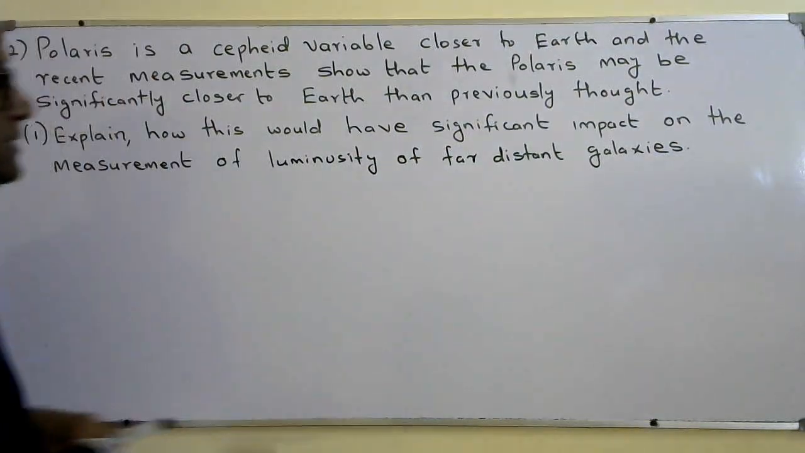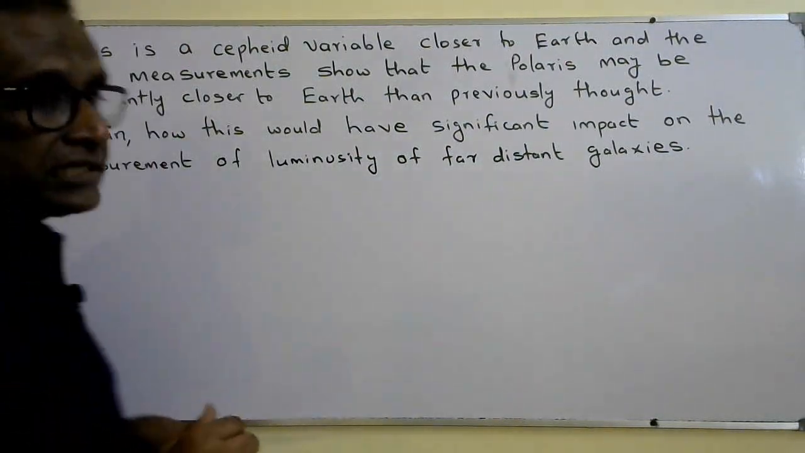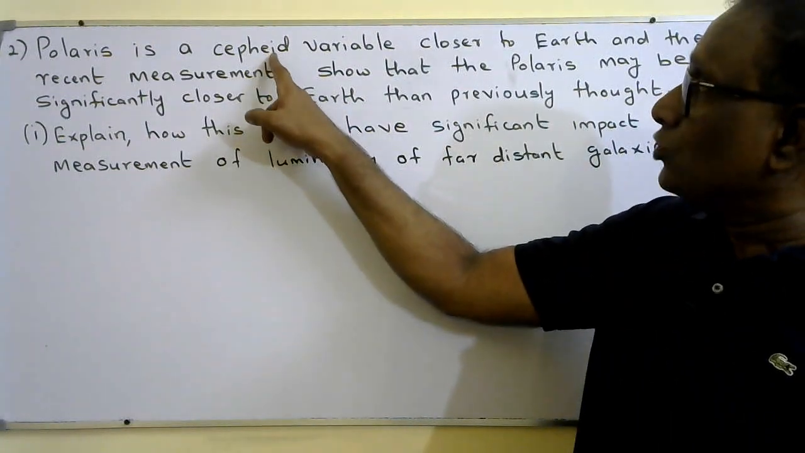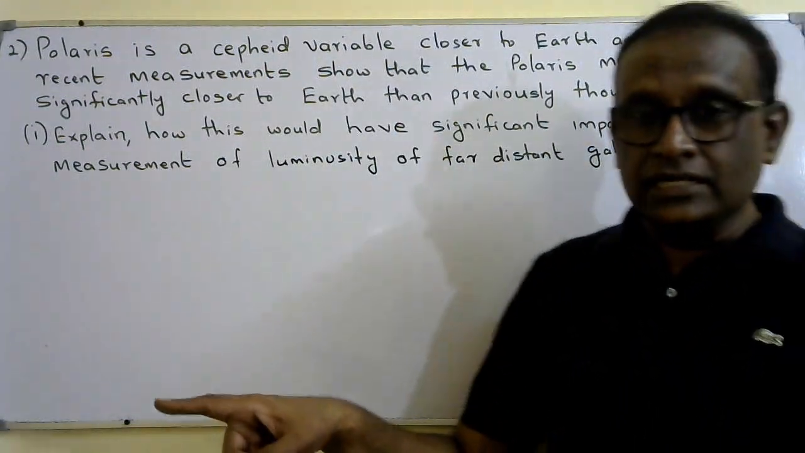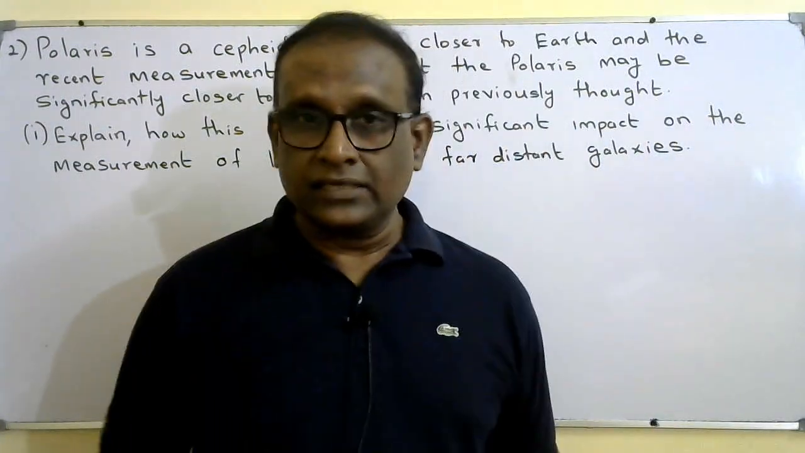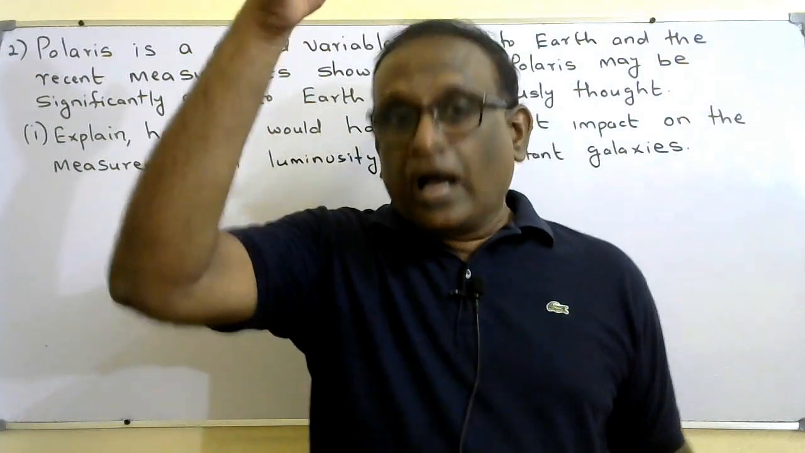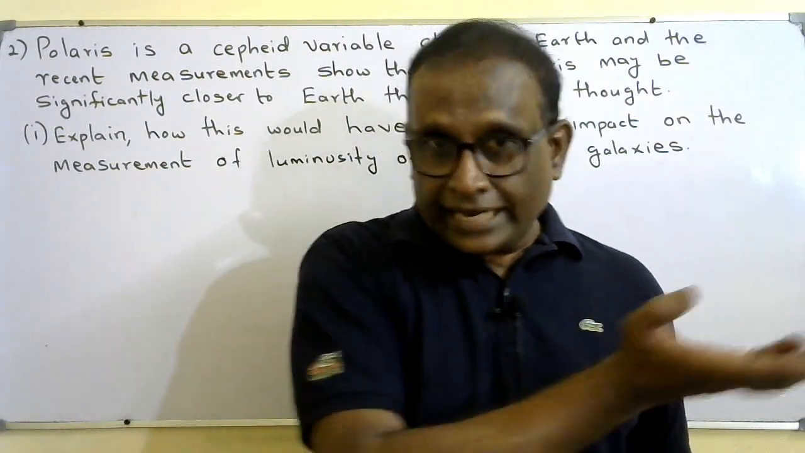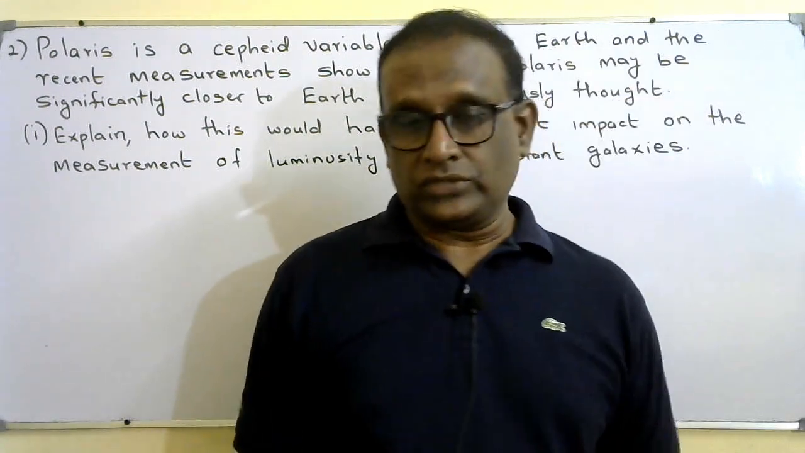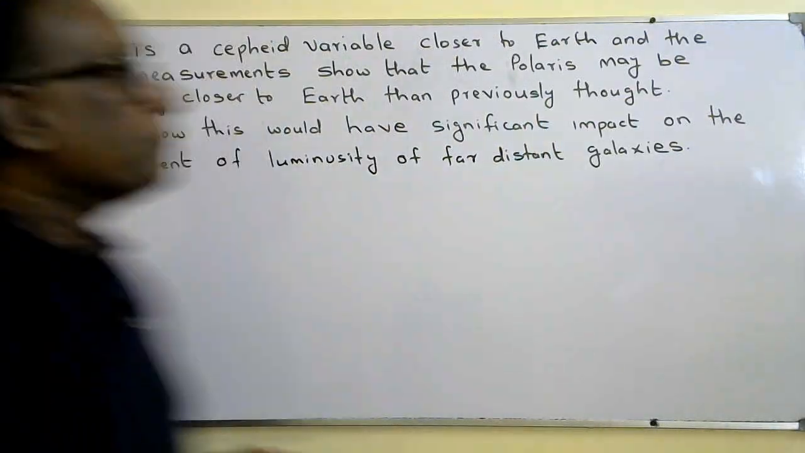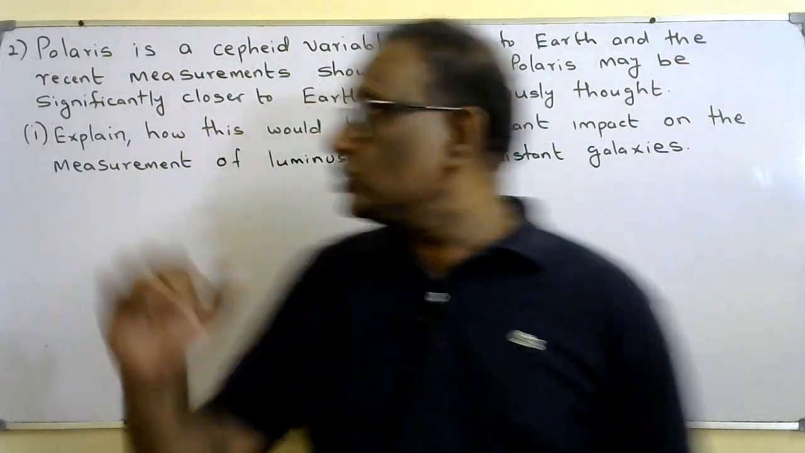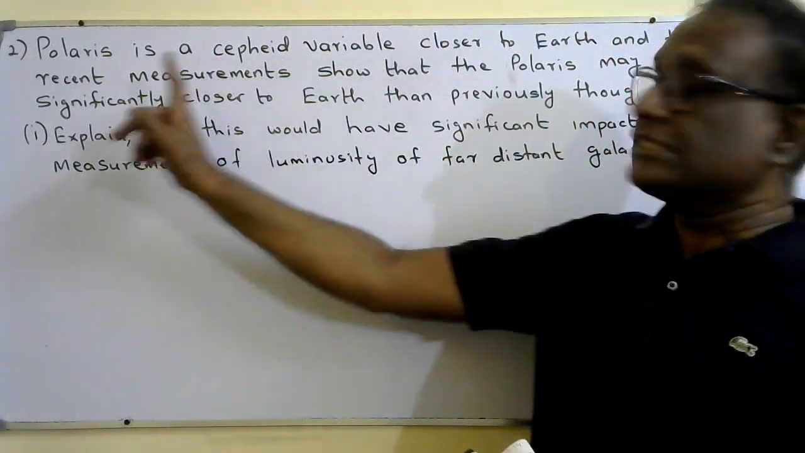So what happens? They are using Cepheid variables closer to Earth. They would have used Polaris as one of the data points when plotting the graph. I told you in the previous question, we plot a graph of average luminosity against time period by using the Cepheid variables that are closer to us. Now, what's the impact on this graph due to the improvement in the measurement of distance?